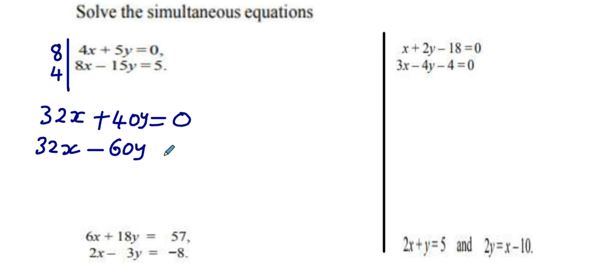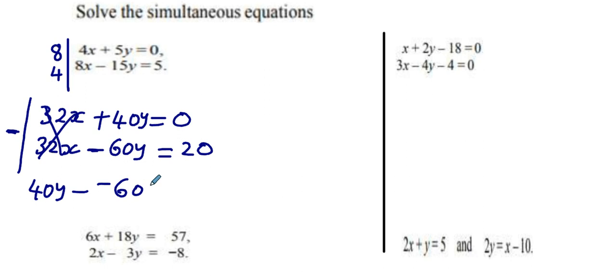32x minus 60y equals 4 times 5 is 20. Okay. Now the numbers on x are the same, so we're going to subtract here. 32 minus 32, this will be 0. Then here you must be careful. This will be 40y, so I write my 40y. 40y minus negative 60y. See that?